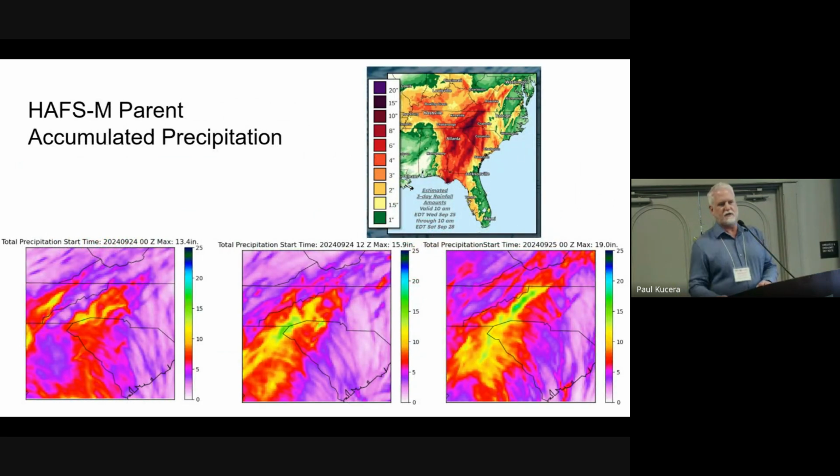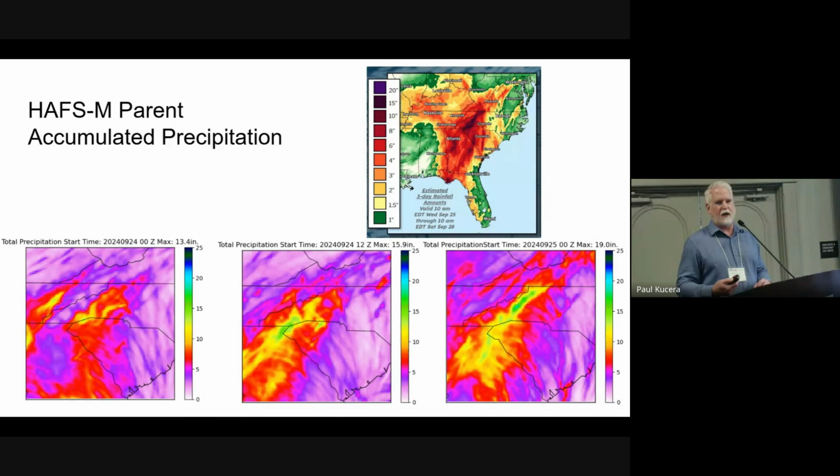I took the 126-hour total accumulated precip from 3 different runs, starting on September 24th at 0Z, the 12Z, and then the 25th at 0Z. The yellow is about a foot of rain. There are some differences between each of these runs, but at the same time, they all indicate really extreme rainfall in those mountainous areas in each of the timeframes.